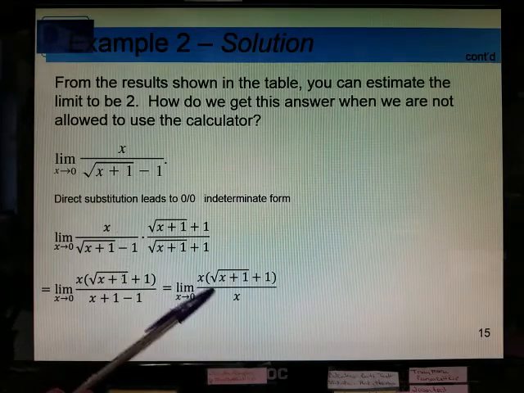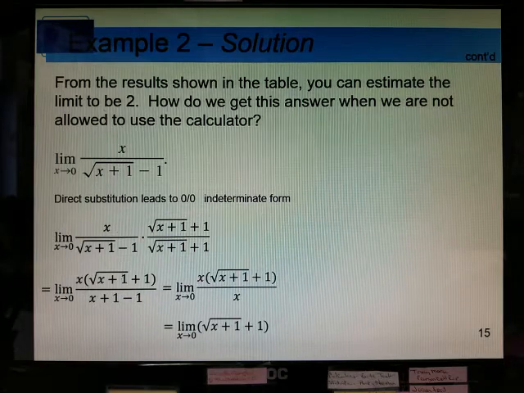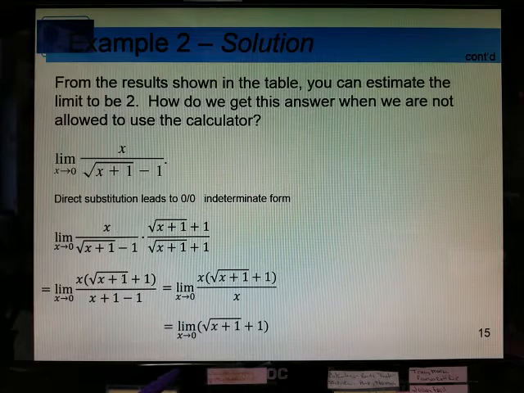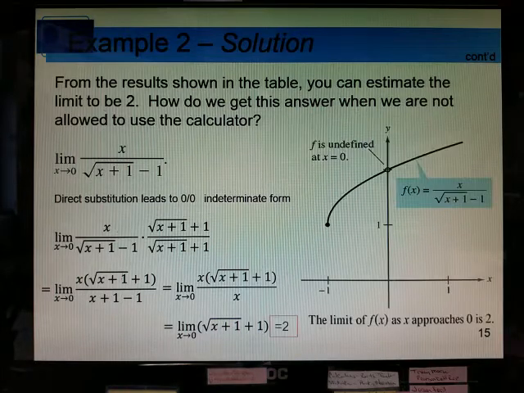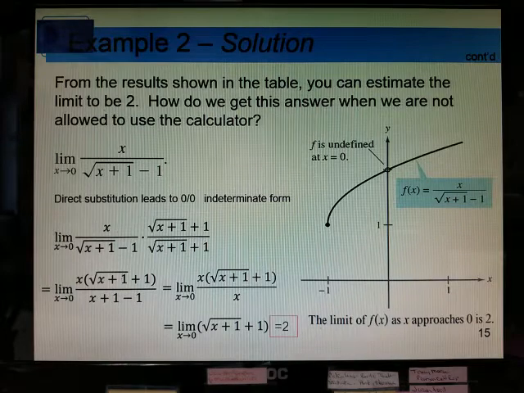Notice this x reduces. If things don't conveniently reduce, you did something wrong, so go back and look for your mistake. Now if I plug 0 into what's left over, I have the square root of 1, which happens to be 1, plus 1. That answer would be 2. And a minute ago by the table, we had the answer of 2 as well.